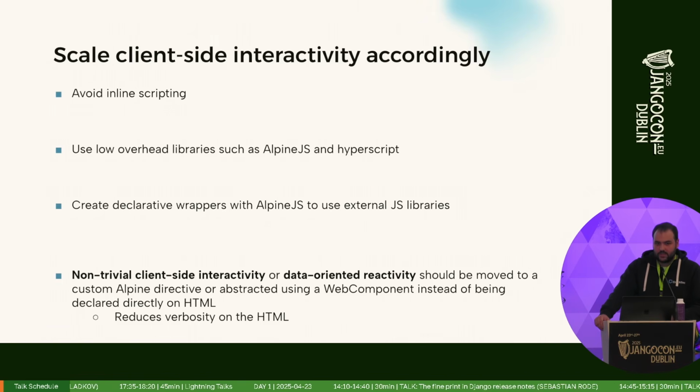When using external JS libraries, wrap them in a declarative way so your templates maintain consistency. And when using very high interactivity or reactivity, move them to a custom Alpine directive or abstract them using proper tooling. This means implementing a web component using React, Svelte, Angular, that you can just drop inside the template, and it reduces a lot of verbosity and helps maintain the template easily.